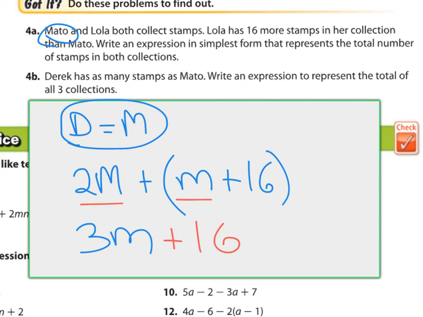Now, it didn't have to be M. Remember, you can use x, you can use a different variable. I like to use the first letter of their names. It just makes more sense to me. It helps me keep track.